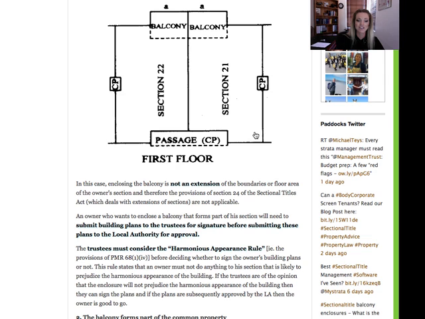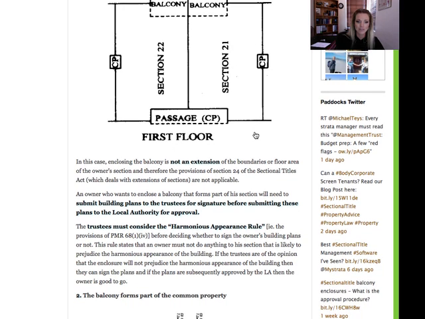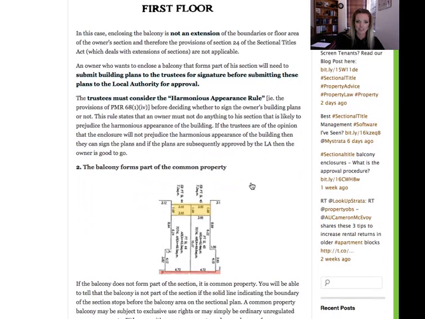Now the trustees should consider the harmonious appearance rule, which is set out in Prescribed Management Rule 68(14), before deciding whether to sign the owner's building plans or not. The harmonious appearance rule basically states that an owner mustn't do anything with this section that is likely to prejudice the harmonious appearance of the building. So if the trustees are happy that that balcony enclosure will not affect the harmonious appearance, then they can sign off those building plans and the owner can submit them to the local authority for approval, and then once approved, go ahead and enclose it.